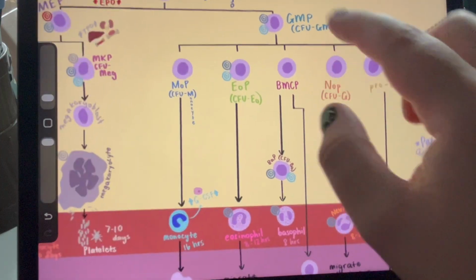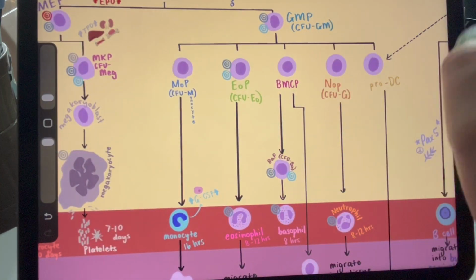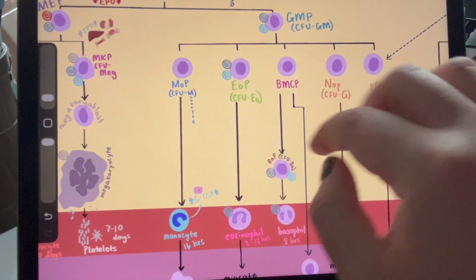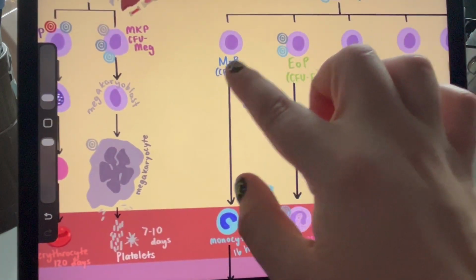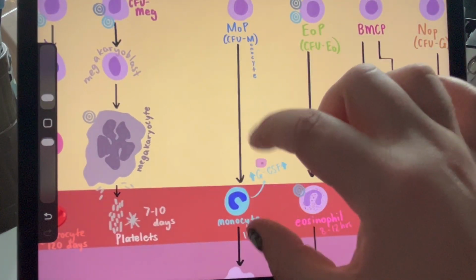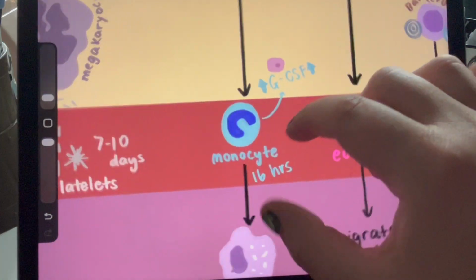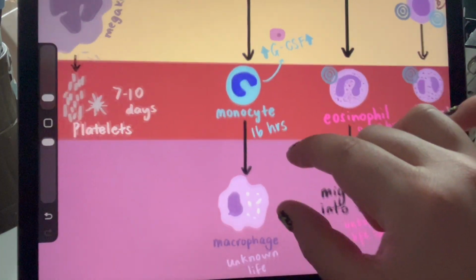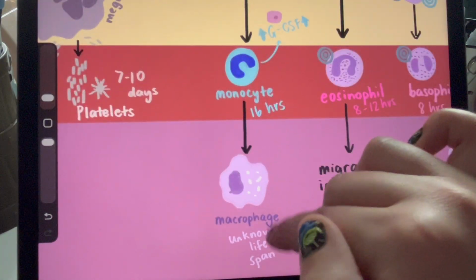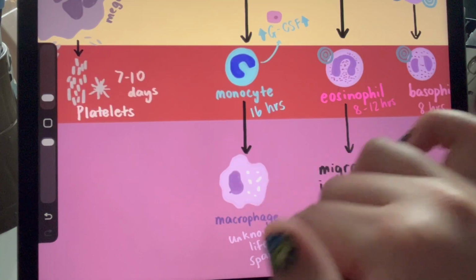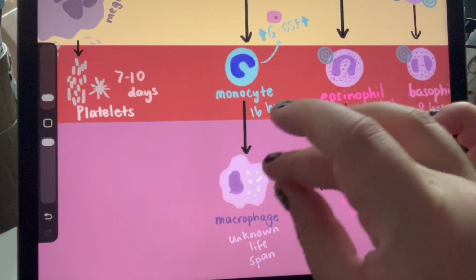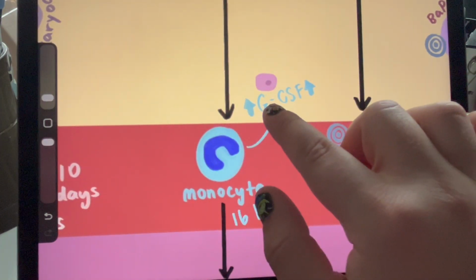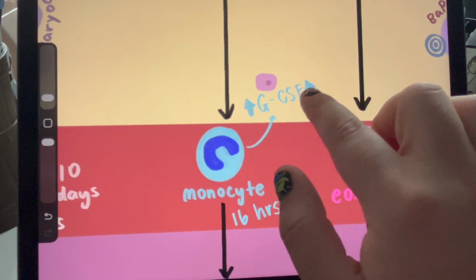Then lastly, we've got the granulocyte monocyte progenitor, or the colony forming unit of granulocytes and monocytes. We've got 5 different options here. So the first one, we've got the monocyte progenitor cell, or colony forming unit monocytes. That is going to produce a monocyte. Surprise, surprise. Those survive for 16 hours in the blood. Some move to the connective tissue and are macrophages with an unknown lifespan. I went over a couple examples of specific macrophages. And then the monocyte is going to release the granulocyte colony stimulating factor, this growth factor here.